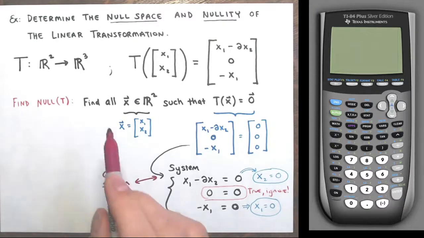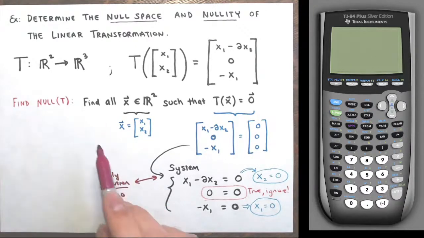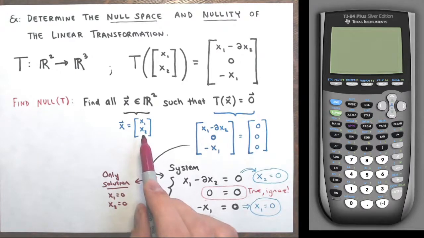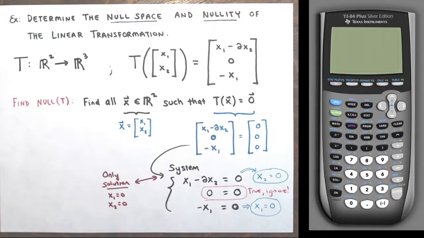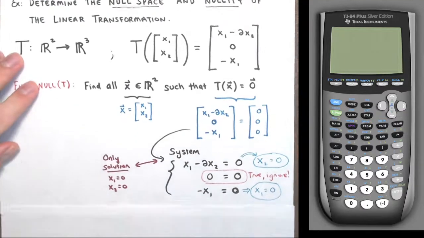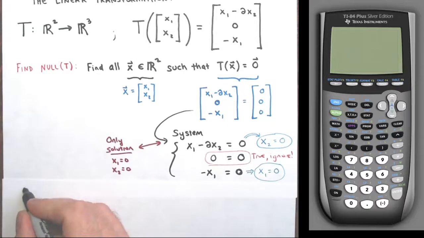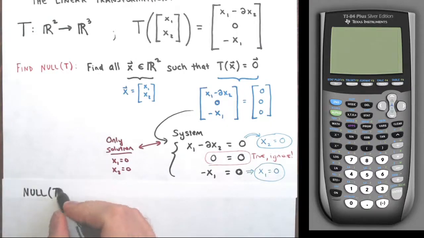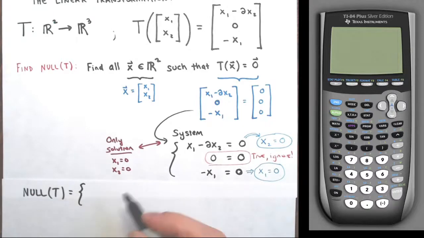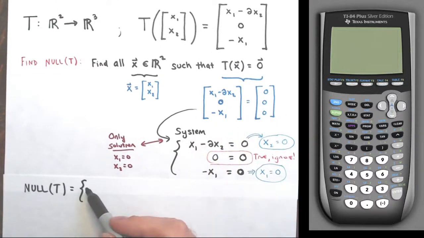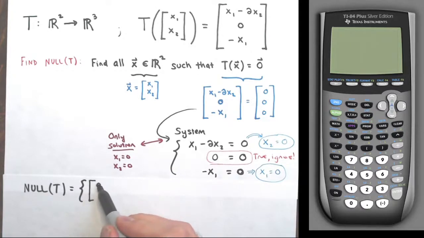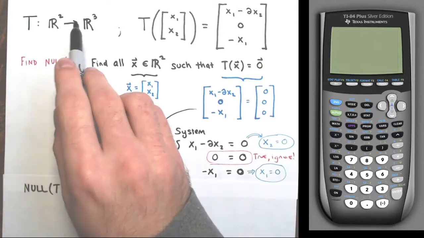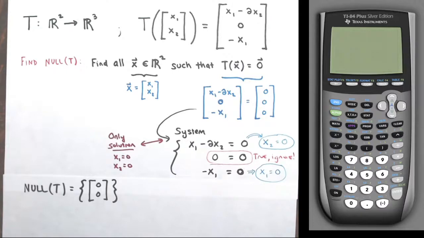Okay, so that means that the null space of this transformation contains only the 0 vector, only the vector x where x1 is 0 and x2 is 0. And I'll write that on the next page here. So the null space of this transformation is the set with only the 0 vector in it. This is the only vector from the domain that would actually map to the 0 vector from the codomain.